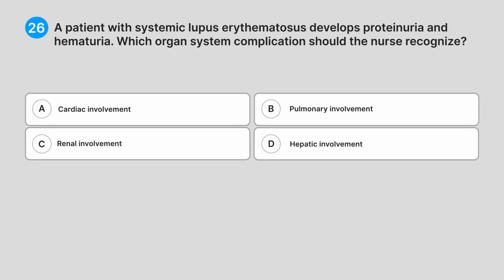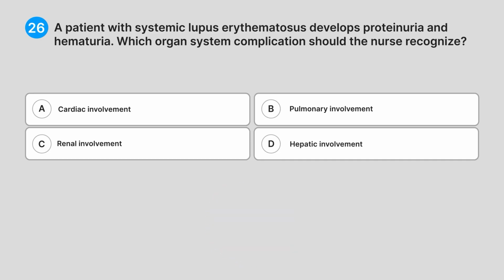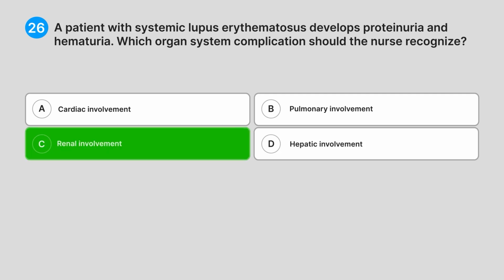26. A patient with systemic lupus erythematosus develops proteinuria and hematuria. Which organ system complication should the nurse recognize? A. Cardiac involvement. B. Pulmonary involvement. C. Renal involvement. D. Hepatic involvement. Do you know the answer? Correct answer, C. Renal involvement.